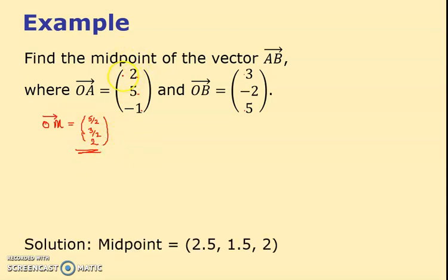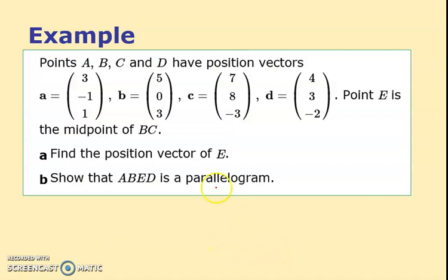Notice it didn't say actually what's the coordinate or the position vector, so there's a bit of debate as to what it wants, but I've written that as a coordinate there: (2.5, 1.5, 2). More often than not, it'd be a bit more explicit as to which one it wants, coordinate or position vector. Example here, we've got A, B, C, and D.